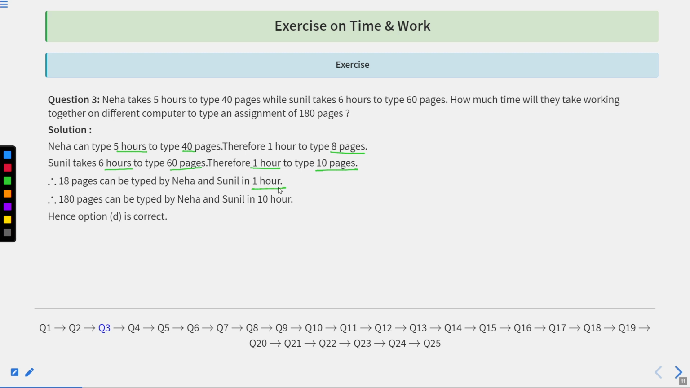So this is the total number of pages that Neha and Sunil can together type in 1 hour. That is 18 pages. And in the question, it is asked that if they have to type an assignment of 180 pages, then how much time it will require. So 180 pages can be typed by Sunil and Neha in 10 hours. So the correct option here is option D.